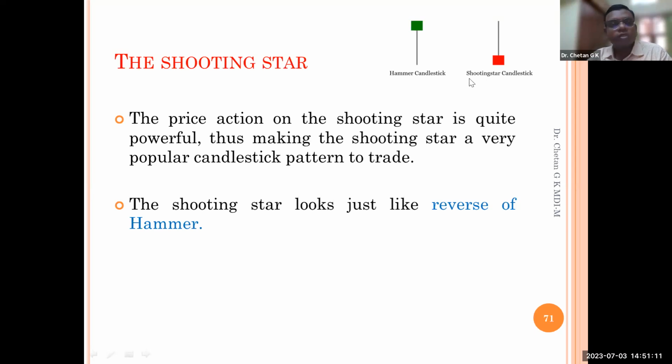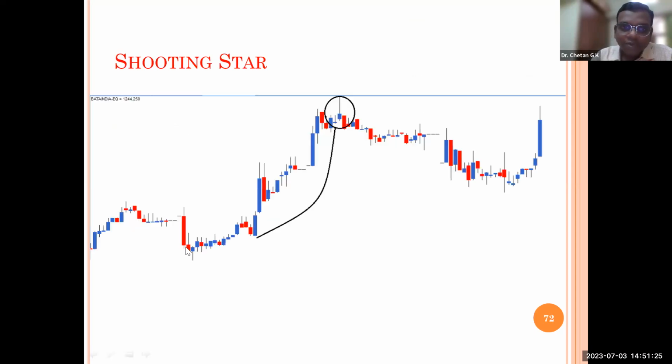The price action on the shooting star is quite powerful, thus making the shooting star a very popular candlestick pattern to trade. The shooting star looks just like the reverse of the hammer we already discussed. Again, it is also a reversal candle. There is consistently an uptrend, the shooting star has appeared, and the market collapsed. You can see this is also one more trend reversal pattern.